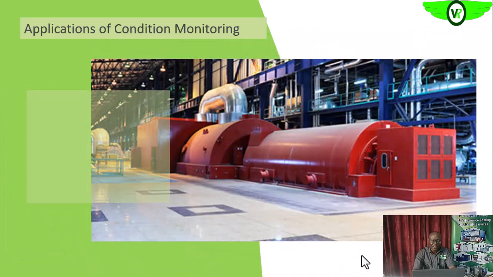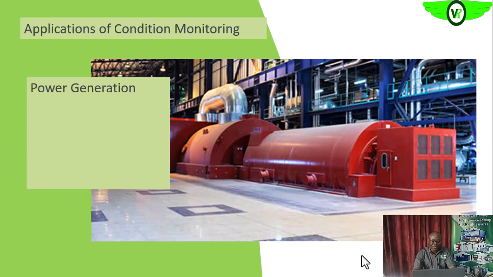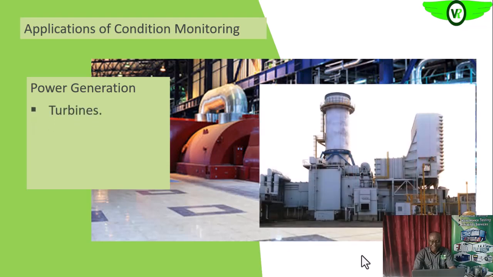Then condition monitoring can be applied in power generation, in power generating stations. We can use it to look at the turbines. The turbine's vibration will give us an idea as to what is happening within the turbine. Oil analysis too. Then in this gas turbine, we can look at the flue gas condition to give us an idea of what is happening within the turbine and the compressor itself.